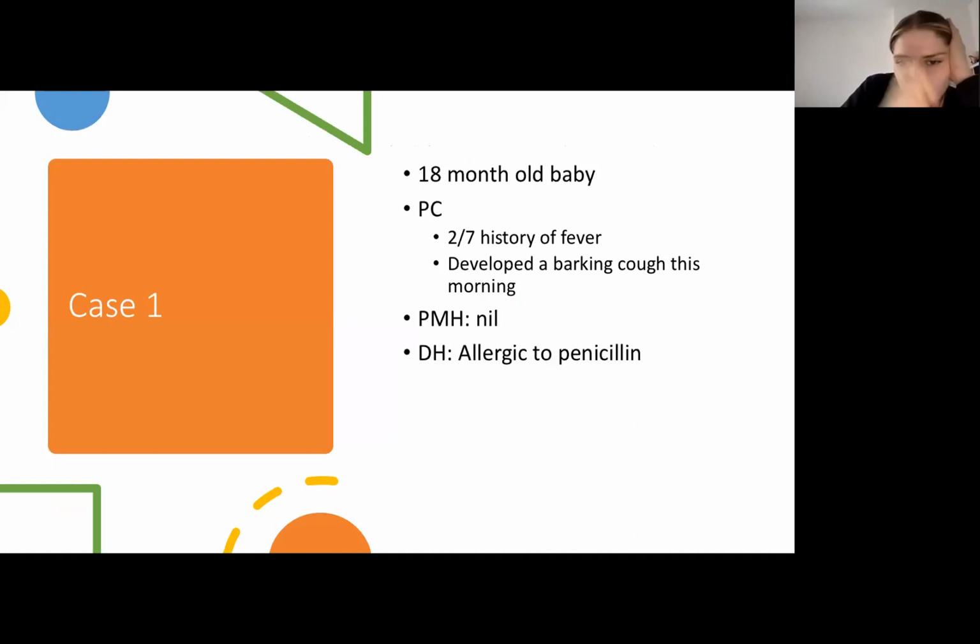So the first case: an 18-month-old baby presents with a 2-day history of fever, and they've developed a barking cough this morning. They have no past medical history and are allergic to penicillin. Do people want to pop in the chat what they think it is? It looks like everyone's got the idea. It is croup, that classic barking cough. They often have a couple of days of fever before, and the parents will say they've been giving Calpol, it's just not been getting better, and then they've got this really bad cough this morning.